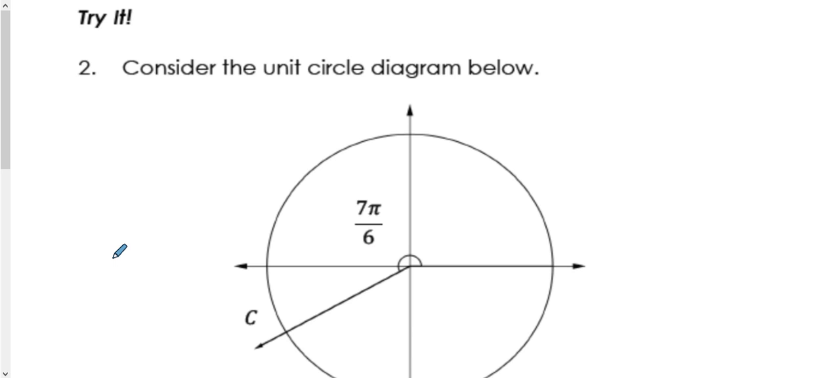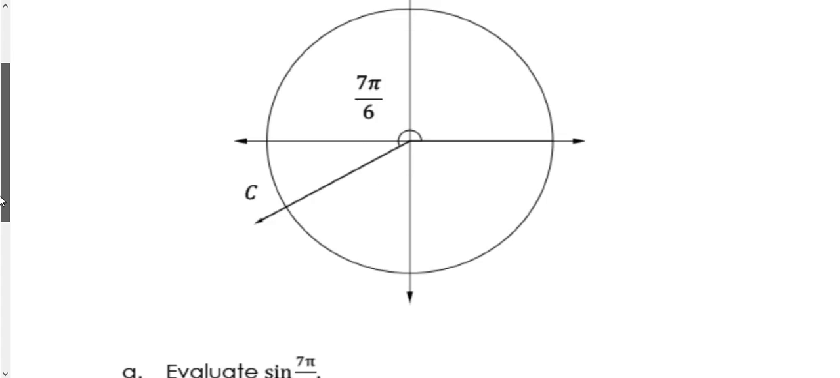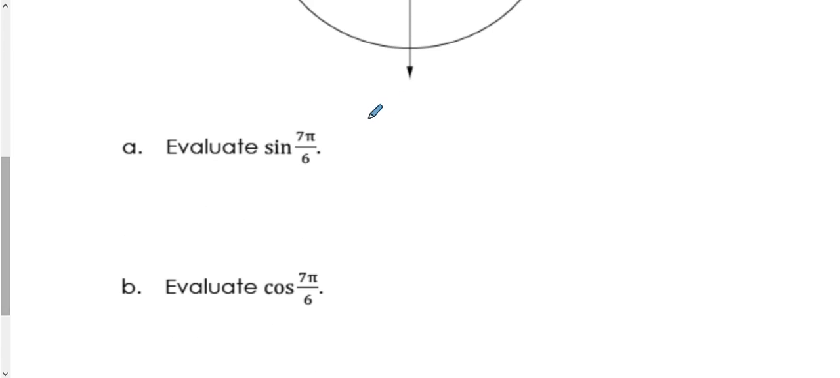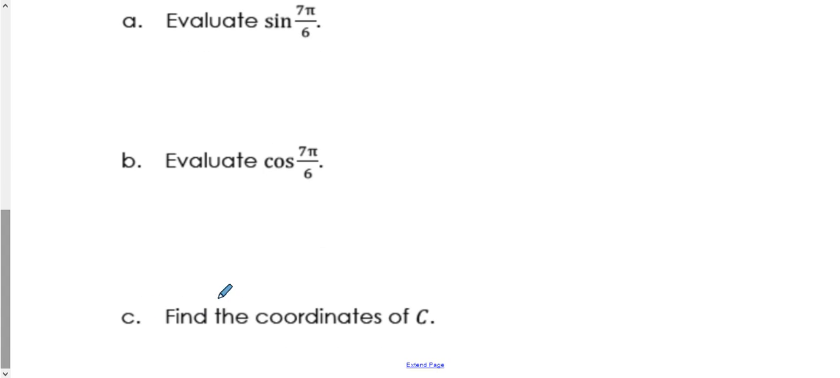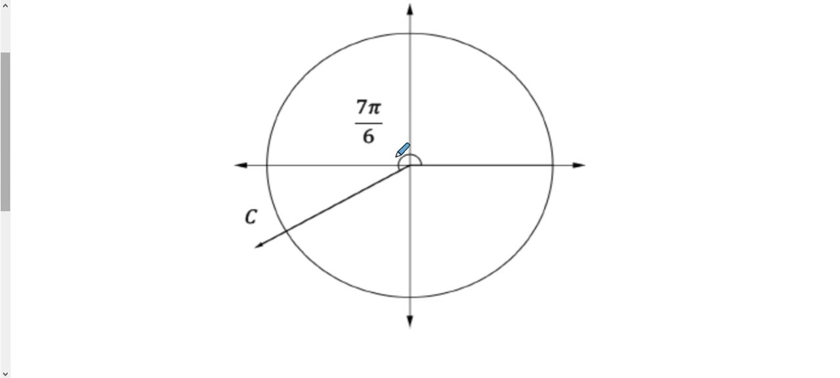So here's an example. It says, consider the unit circle diagram below. We've got 7 pi over 6. We know that this is a radian measure. And let's see what information they want from us. They, again, want the sine, they want the cosine, and they want the coordinates of C. All right. And that's not too bad.